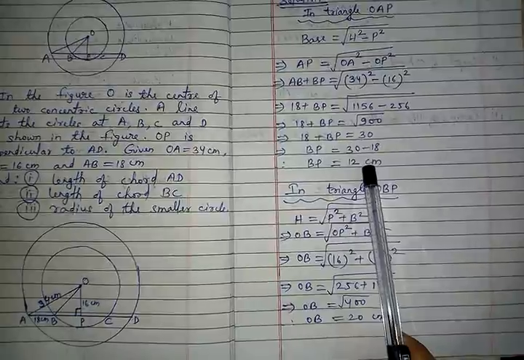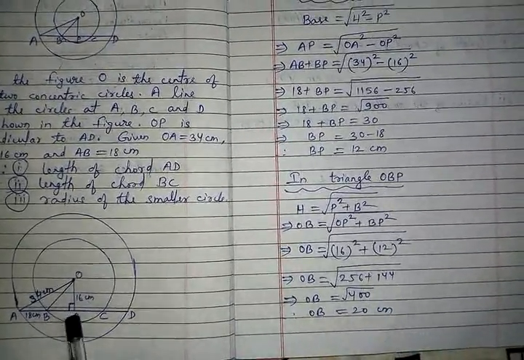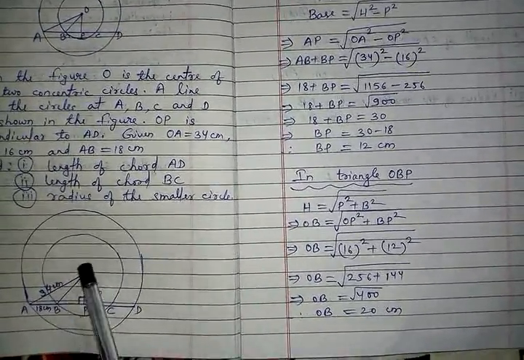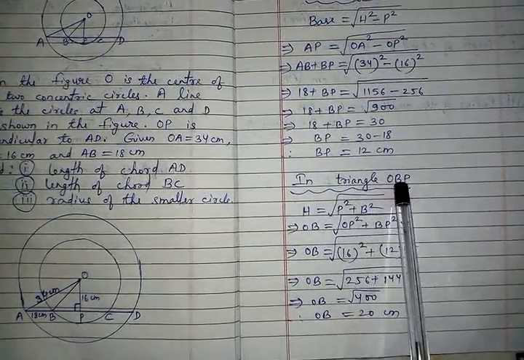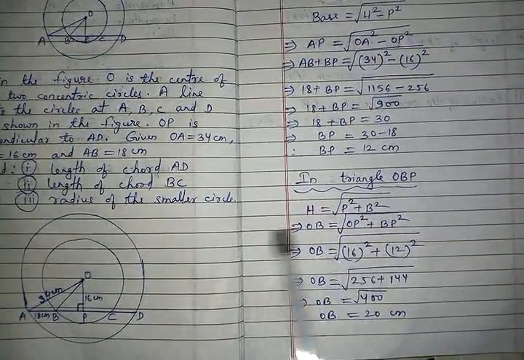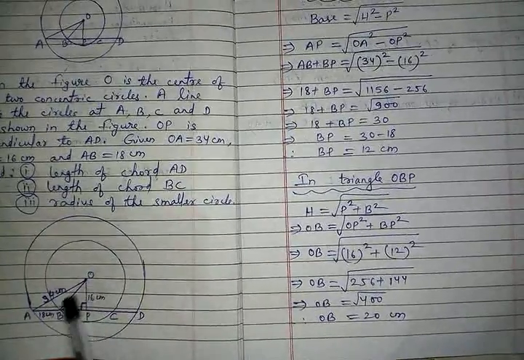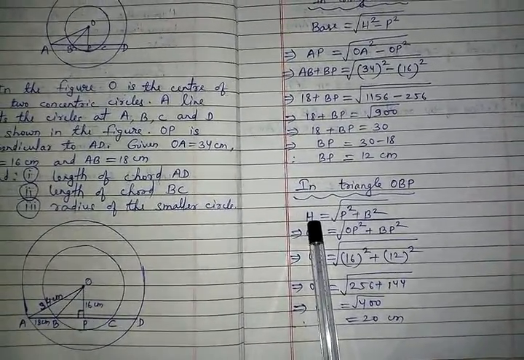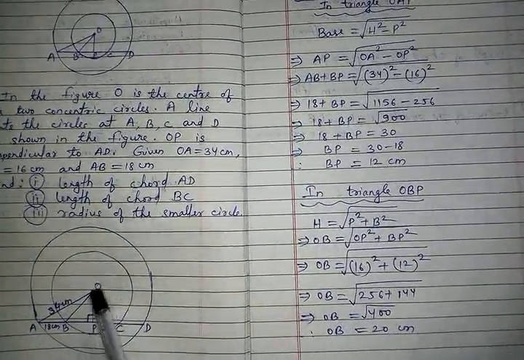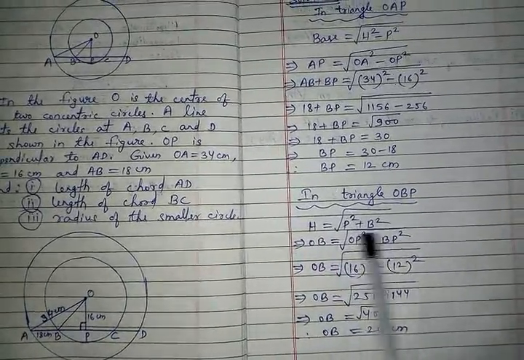So now we got the value of BP. That means now we are going to get all the answers. So BP is 12. Now I will take smaller triangle because I have to know the radius of smaller circle. So in triangle OPB, that is smaller triangle, I don't know the value of OB, and OB is hypotenuse. So my hypotenuse formula is H equal to P square plus B square root over, where H is OB, perpendicular is OP, so OP square plus base is BP, BP square root over.